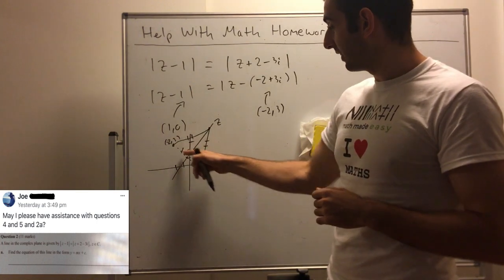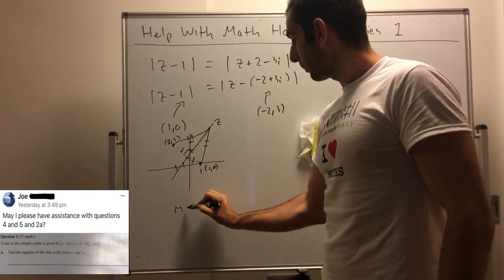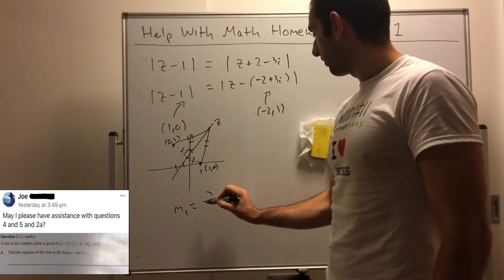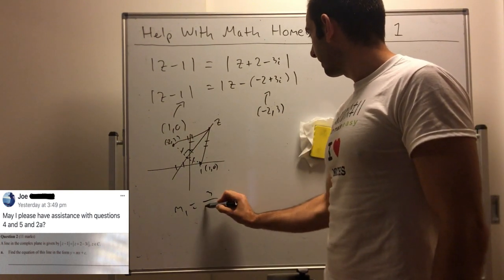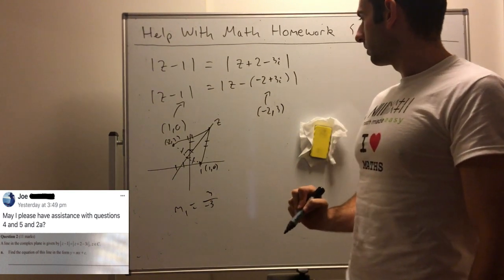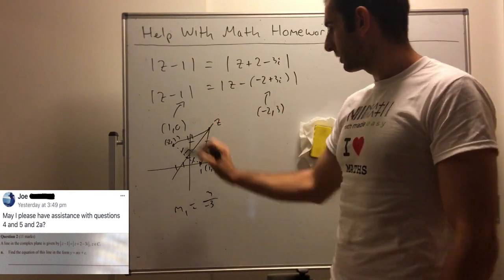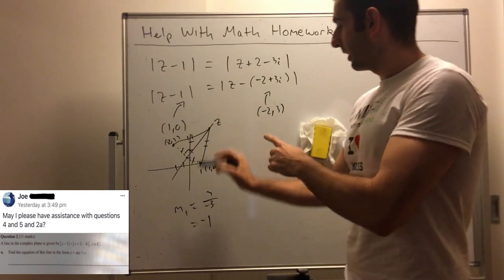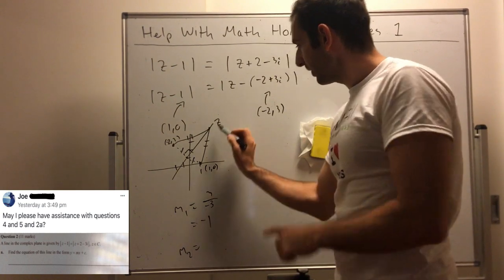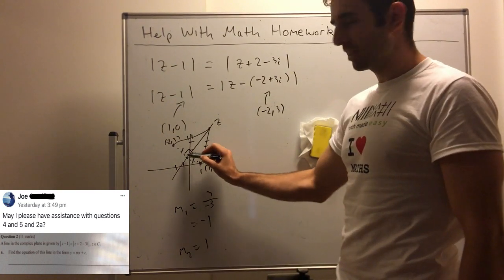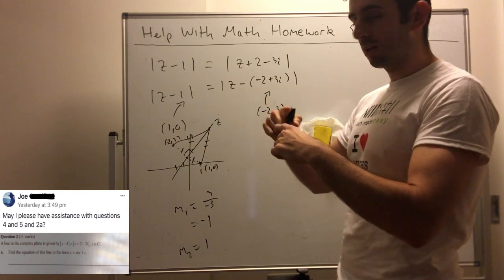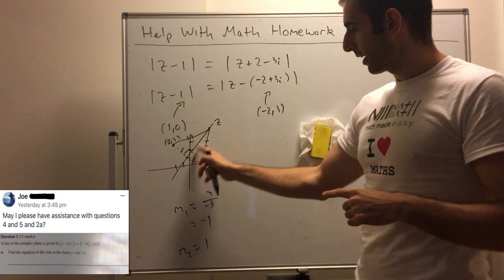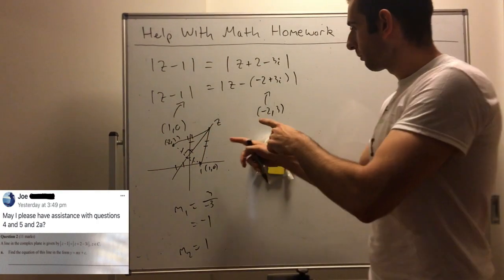So I just need the gradient of this. So the gradient between here and here is 3 over negative 3. Right? Because it's 3 minus 0, negative 2 minus 1 gives you negative 3. So then that means the gradient of my locus is 1 because they're at 90 degrees. Right? Perpendicular lines have a negative reciprocal gradient. So this has gradient 1, and then the midpoint.